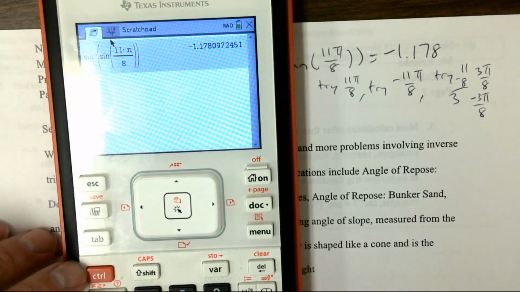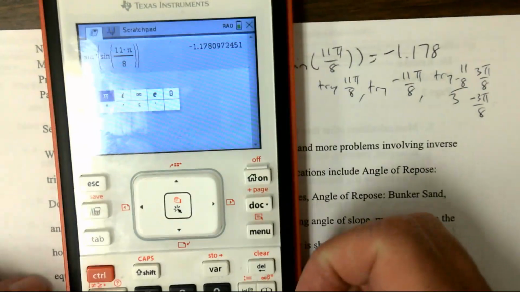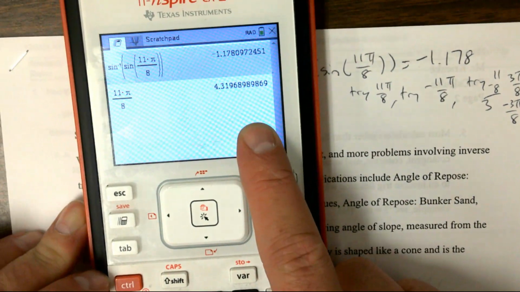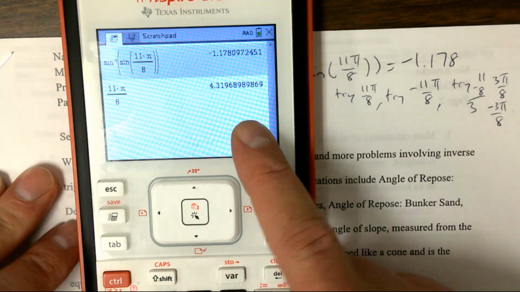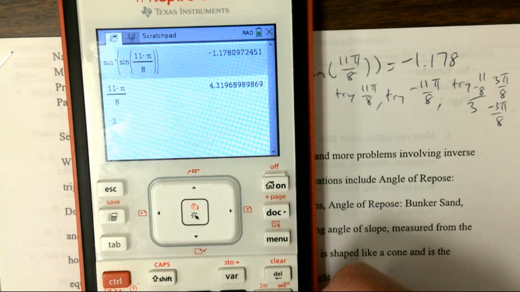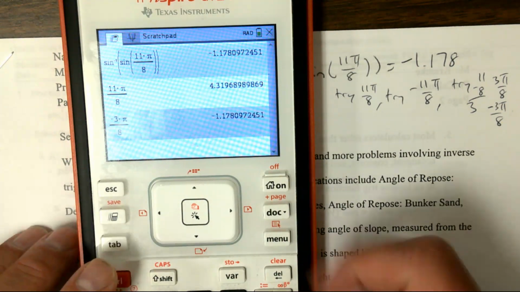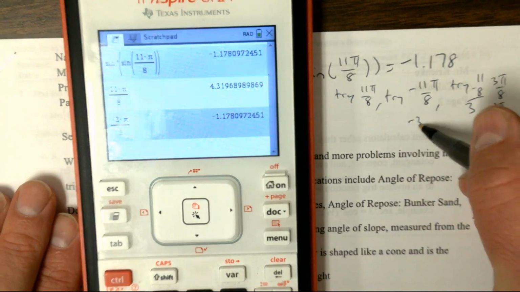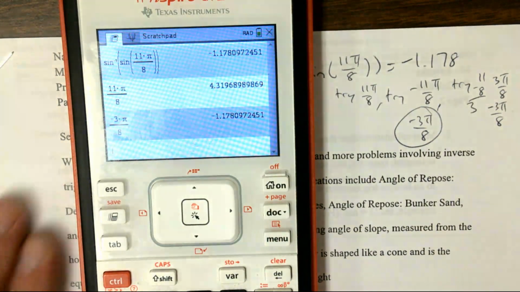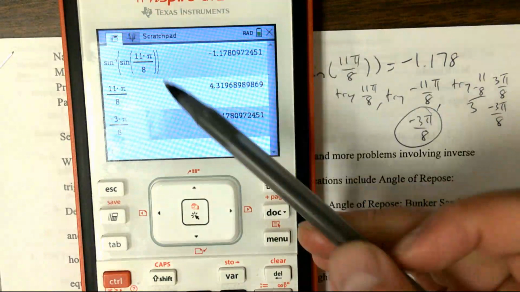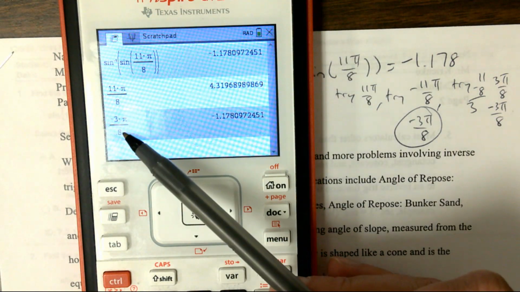And so if I do 11 pi over 8, I get 4, which isn't right. Same thing if I do negative. But if I do negative 3 pi over 8, I do get it. So negative 3 pi over 8 is my answer. Now, I also wanted to take just a moment to get into how you would really do it if you didn't just try different numbers, like 11 minus 8 is 3, and so try negative 3 because it's negative.